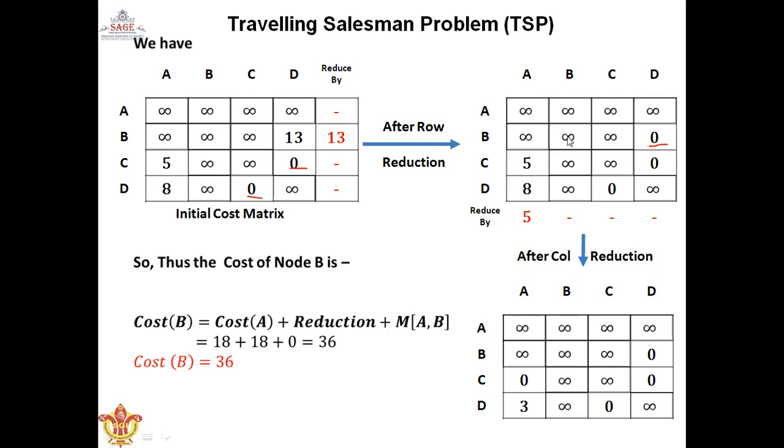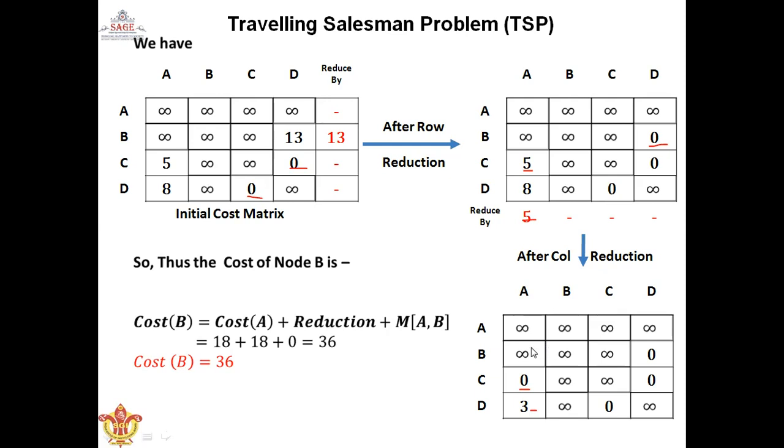Now we'll do column reduction. Is any 0 there? No. So the minimum value is 5. We are going to take this 5. Now in this column, no 0 is there. In this column 0 is there only. In this column nothing is required. See, only 5 is there. So 5 will be subtracted from this 5, we are going to get 0. This 5 will be subtracted from this 8, we are going to get 3. So this will be our reduced matrix.